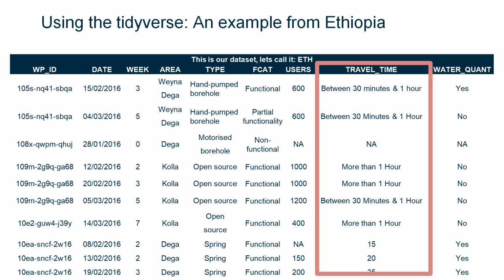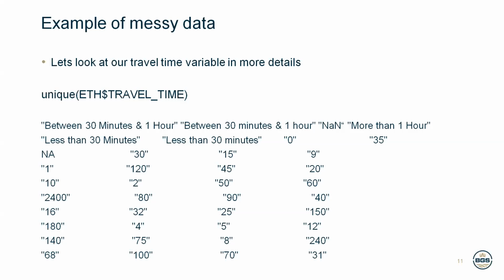But let's just take an example of some messy data. Most of this data has been cleaned, but any of you that are observant might have noticed that within the travel time column, my bugbear appears. So this represents messy data. In R, we can look at unique values within a column just by using this line of code. And we can see that in this travel time column, we have a mix of text and a mix of numbers.